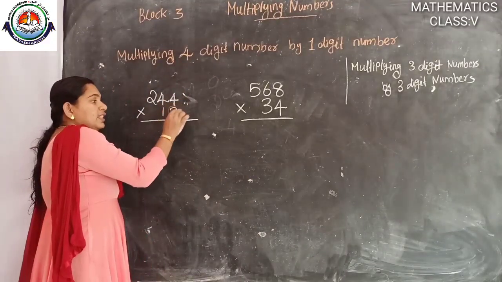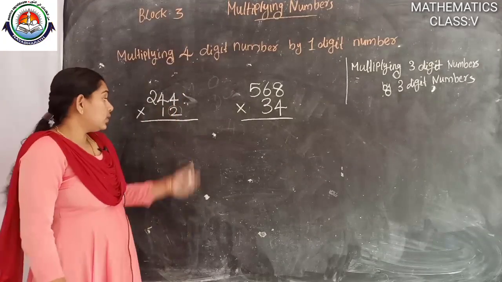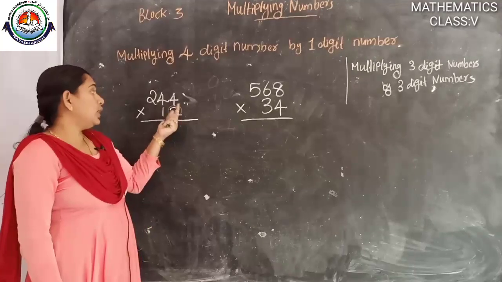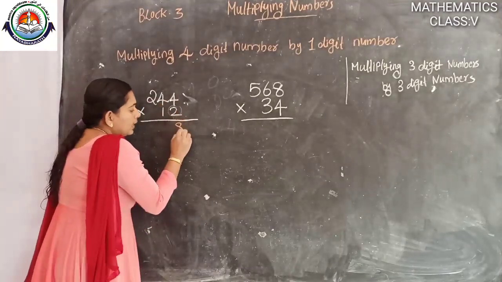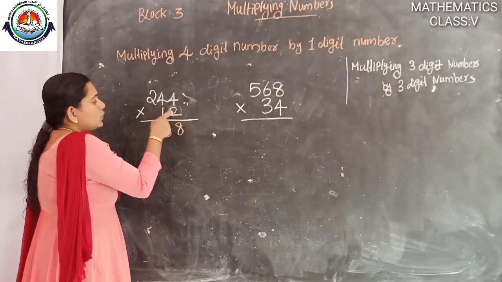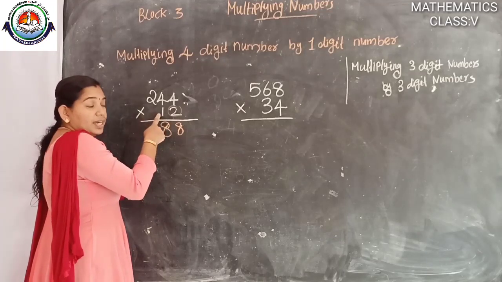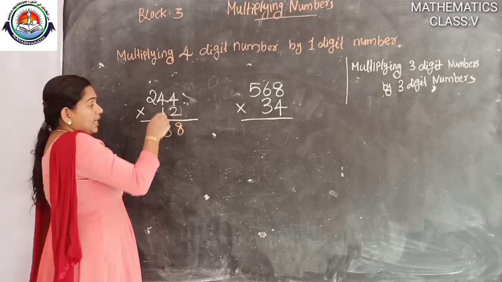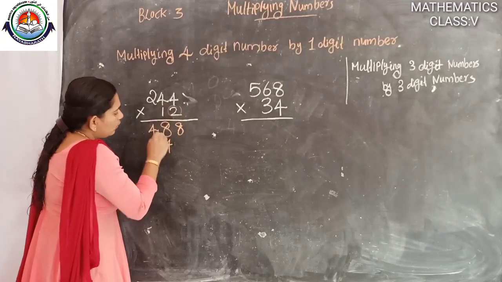We want to multiply with each of the digits in the first number. So 2 into 4, 8. 2 into 4, again 8. 2 into 2, 4. Then 1. We want to multiply with 1, and we are writing it down in the second place. 1 into 4, 4. 1 into 4, 4.